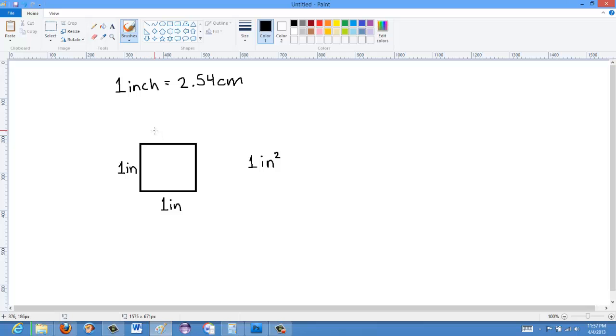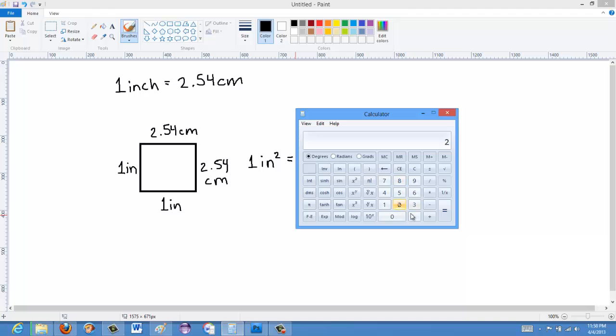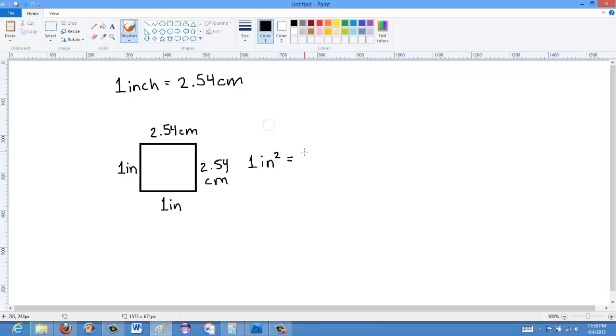But what this would mean is that this would be 2.54 centimeters on this side and 2.54 centimeters on this side, which means that essentially this is equal to 2.54 squared, 6.4516 square centimeters. Once you have this rate, you can also come up with other ones as well, and you can do other problems.